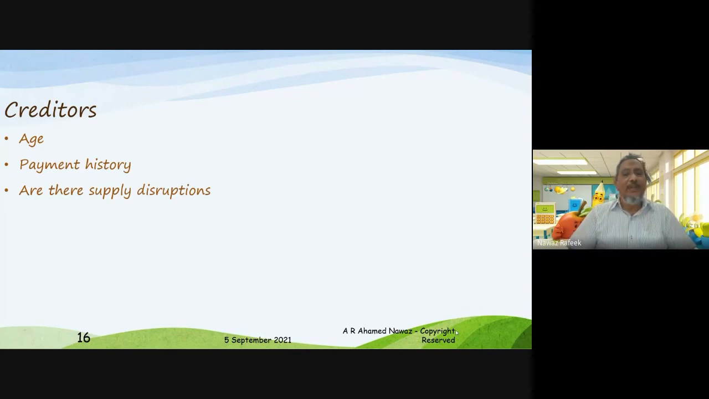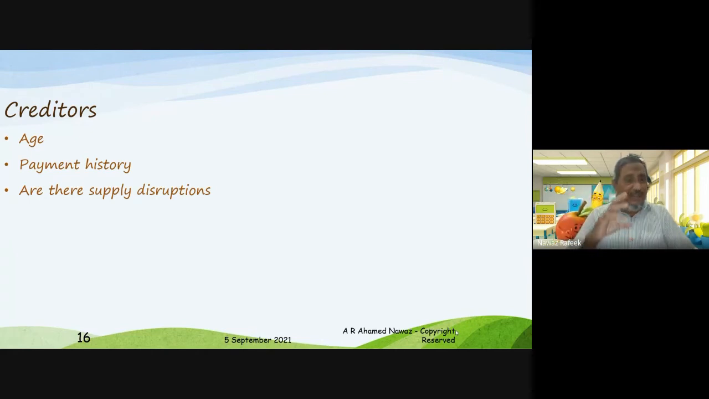Are there any supply disruptions? If the payments are delayed, the supply may get disrupted. The suppliers may not supply. It will affect the smooth run of the business. It will deteriorate the profits. So the creditors' payment history has to be verified very carefully, whether the creditor payments are regularly maintained.